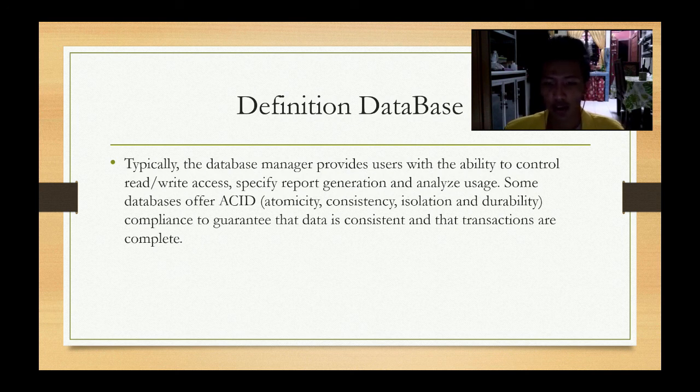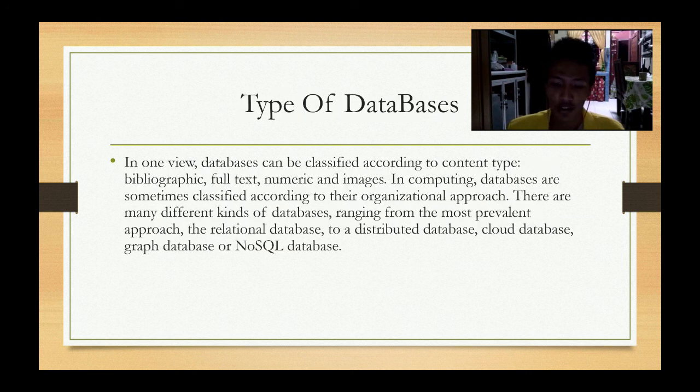Then we have type of database. First, in common, is like SQL and NoSQL database or cloud database. In one view, database can be classified according to content type like bibliographic, full text, numeric, and image in computing. And there is so much different type of database.